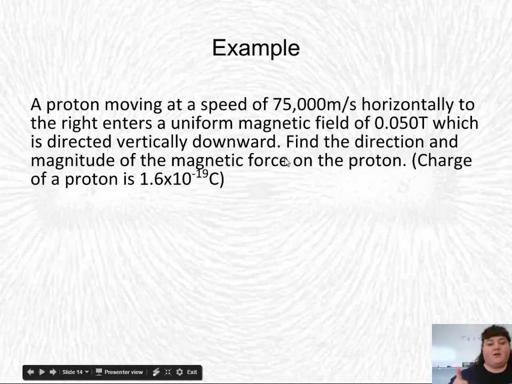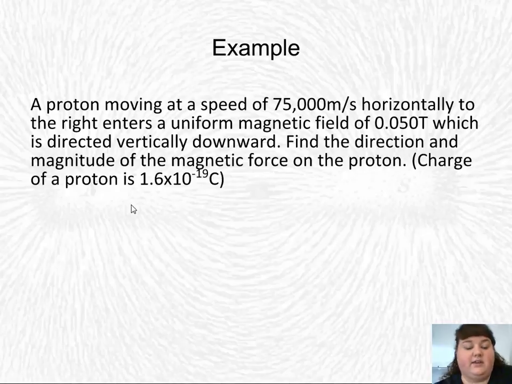So direction is going to be our right-hand rule. The magnitude of the force will be when we calculate. And it tells us the proton has this amount of charge. So let's try calculating first, and then we'll find the direction with our right-hand rule. So we're using our equation.